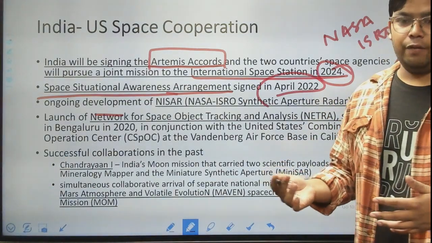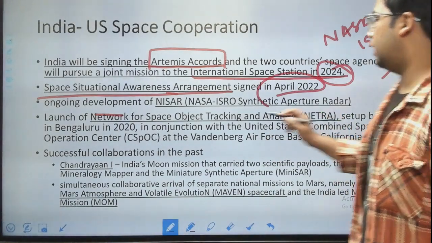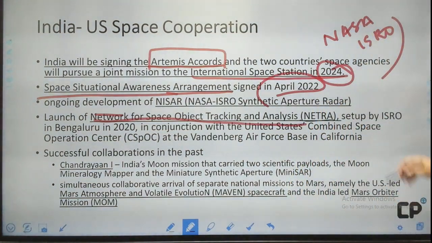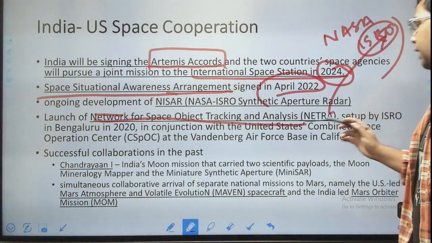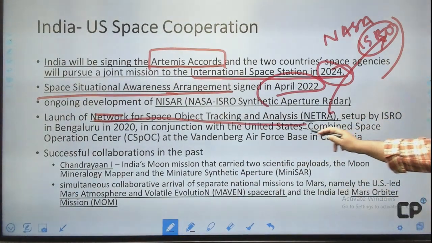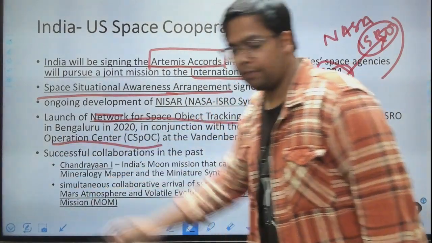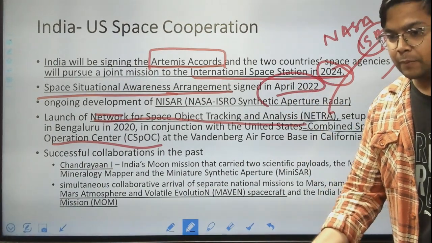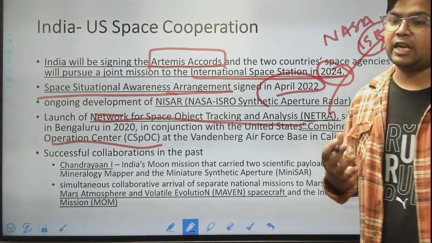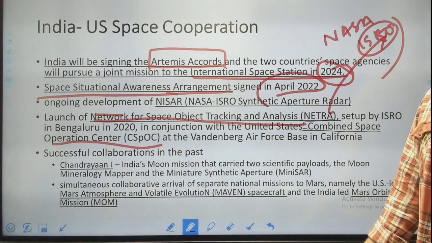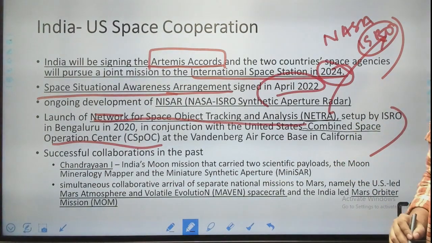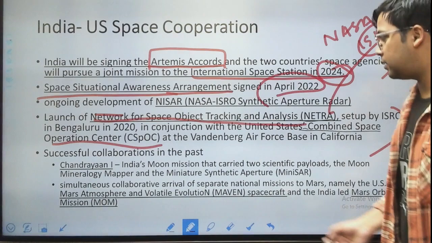Even when we talk about NETRA, the Network for Space Object Tracking and Analysis, this is what was set up by ISRO in Bangalore. The US has its own tracking system, called the Combined Space Operations Center. They are working together to take care of space debris and any kind of destruction which can happen to the satellites of these countries. To track space objects, India and the US are also collaborating together.